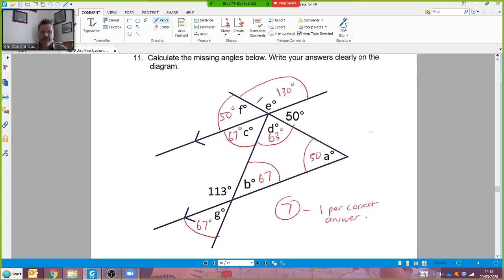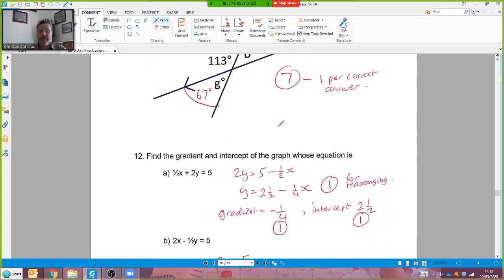So there we go. We've got 7 angles, a mark each. Hope you're taking notes. If not, obviously get the video and don't leave yourself without essential knowledge for year 10 and 11. This is where we're going.